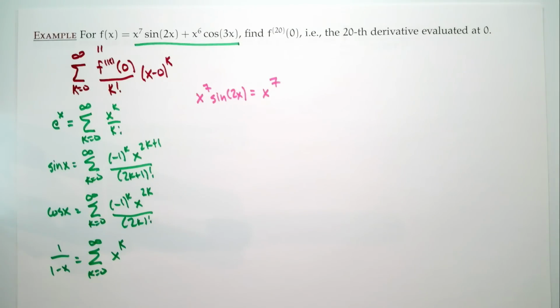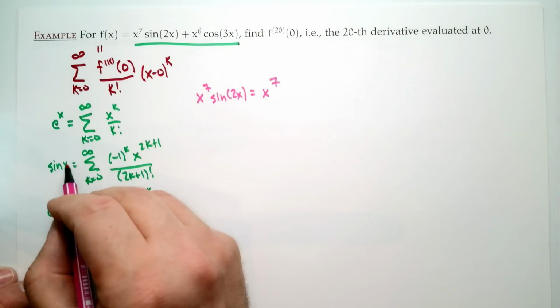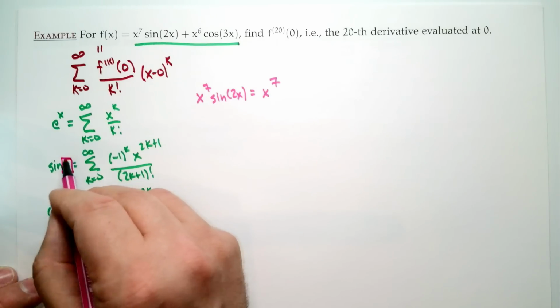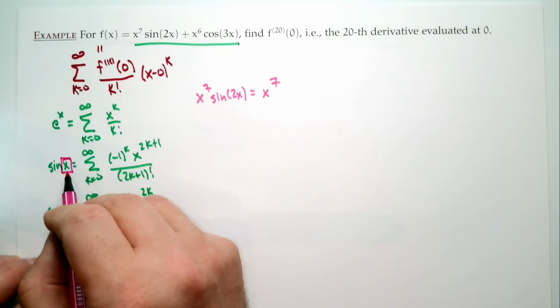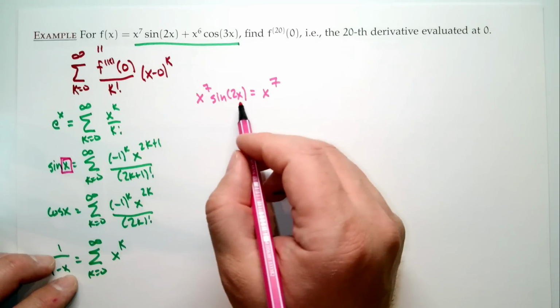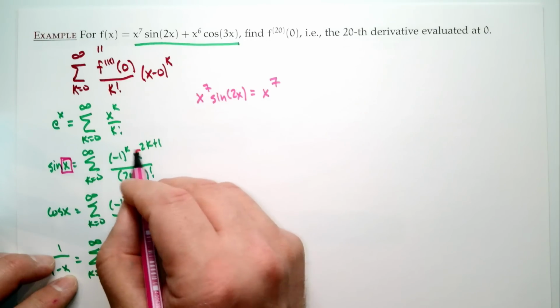It's the sine that we have to convert. So now we say, okay, I've got to use what I know. Now the thing is, I just have to make the adjustment. This is sine of x. I want sine of 2x. Well, it's an easy adjustment.